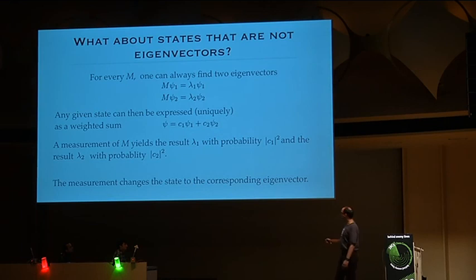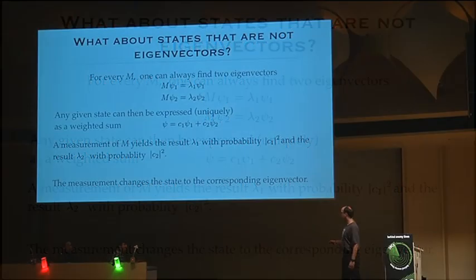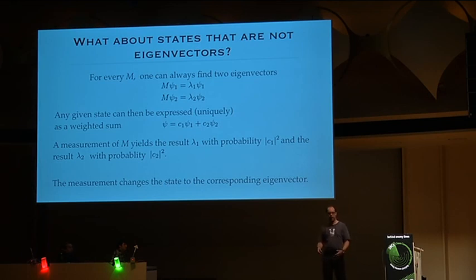Okay, and then when I measure, let's assume the outcome is lambda 1, then that's also new in quantum mechanics. The measurement changes the state. I cannot do a passive observation of the system. When I do this measurement M, and I get lambda 1, afterwards, the state is not the same anymore, but the state is changed to the state psi 1, that corresponds to lambda 1. And if my outcome was lambda 2, then after the measurement, the state has been changed to psi 2. Okay? So that is how measurements work in quantum mechanics.